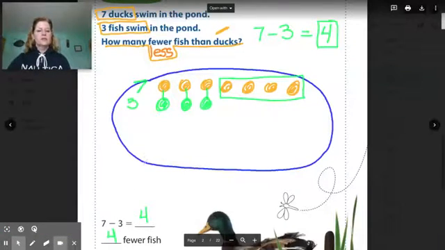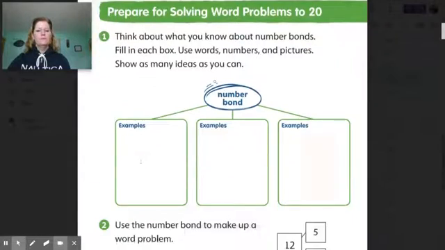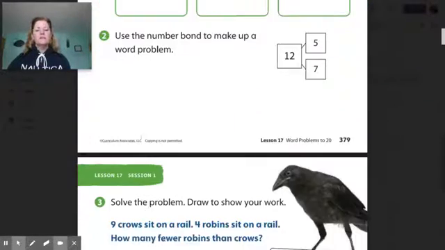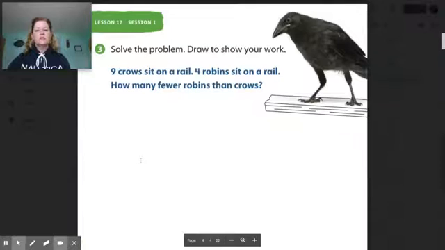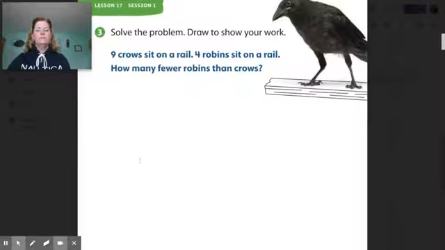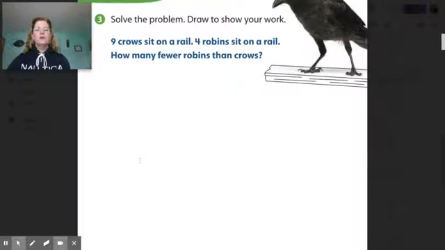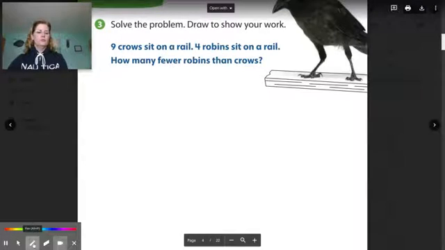Okay, let's try out the next one. Friends, skip this page and go right to the next one, number 3. Solve the problem, draw to show your work. Okay, so let's read it.